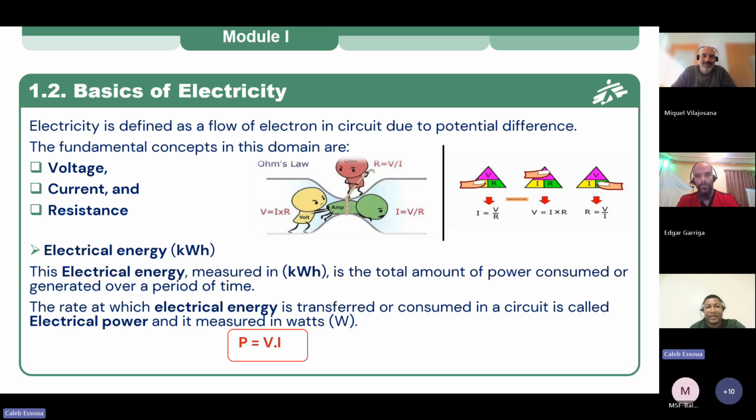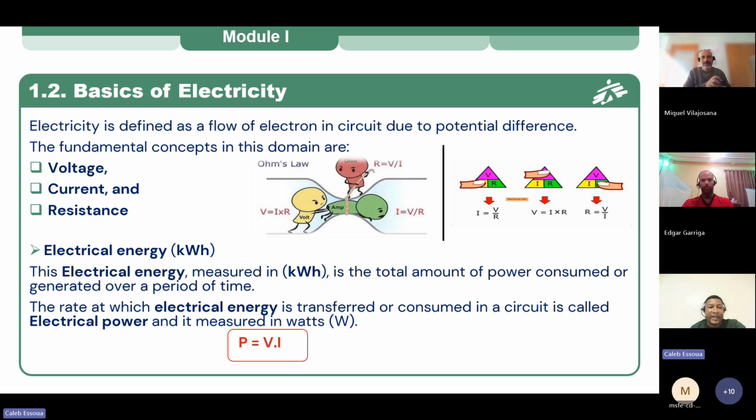The yellow one, which is voltage, the potential difference, is pushing the green one, right? Now, the second concept is called current, which is the flow of electrons in the circuit. This green guy is the current, and he's driven by the yellow guy. I hope everybody understands.